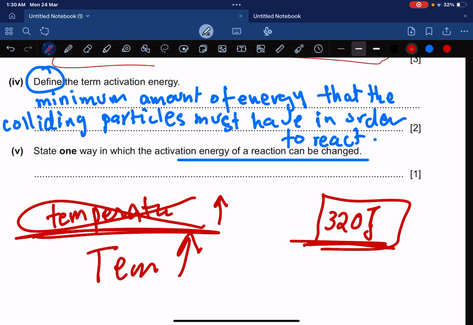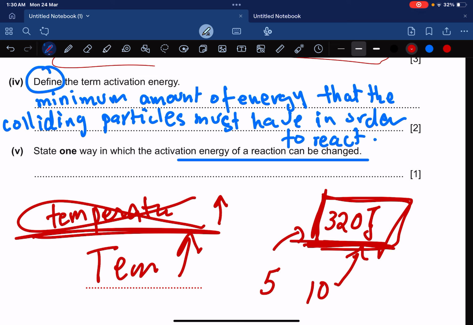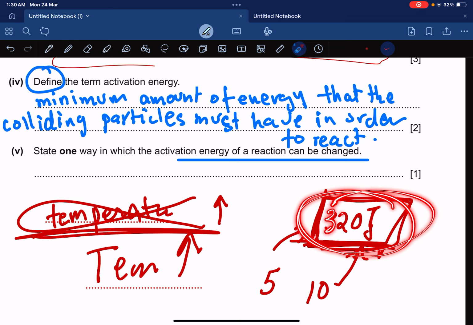stay the same, but what will happen is that more particles will have this much energy. Earlier 5 particles had this much energy, now 10 will, so the reaction will be faster. But the amount of activation energy will not change, it will remain 320.